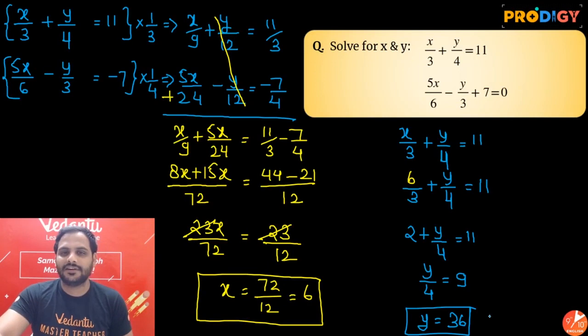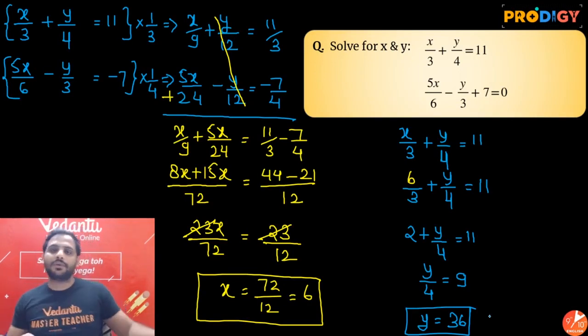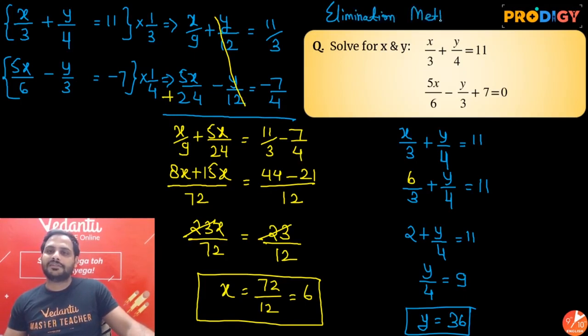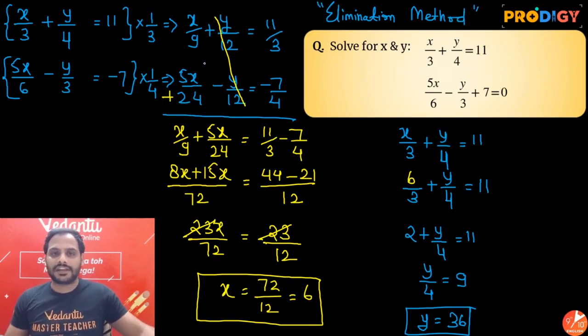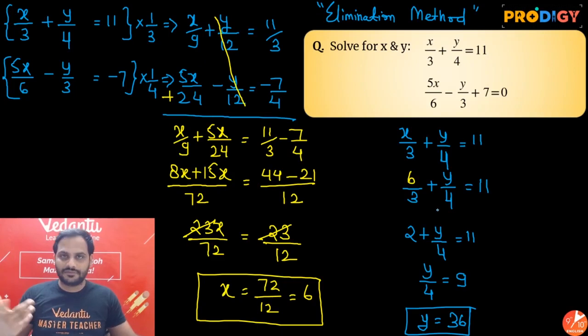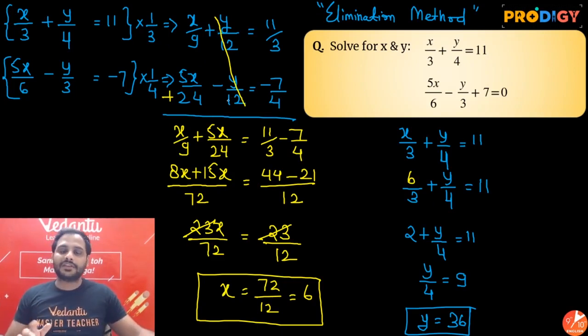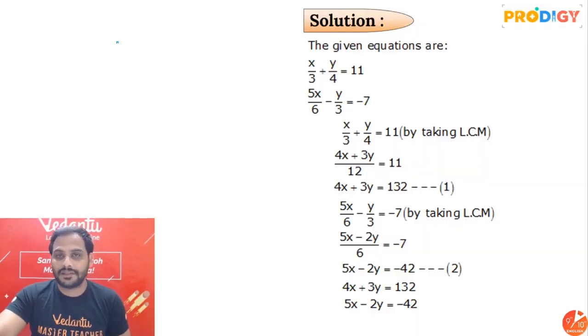Simple question. Which method have I used over here? I have used the elimination method. I have eliminated one variable by addition or subtraction of the equations, and to make the coefficients the same I can multiply both equations with any number. So this is called the elimination method.